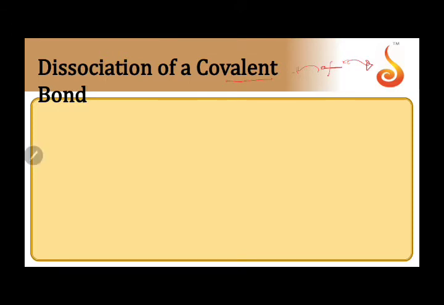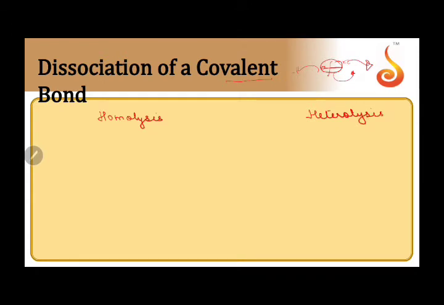Unsymmetrical bond breaking can also occur, where both the electrons go to one of the atoms. This is called heterolysis or heterolytic bond fission. Let's write down the points of differences between homolysis and heterolysis and try to understand them.